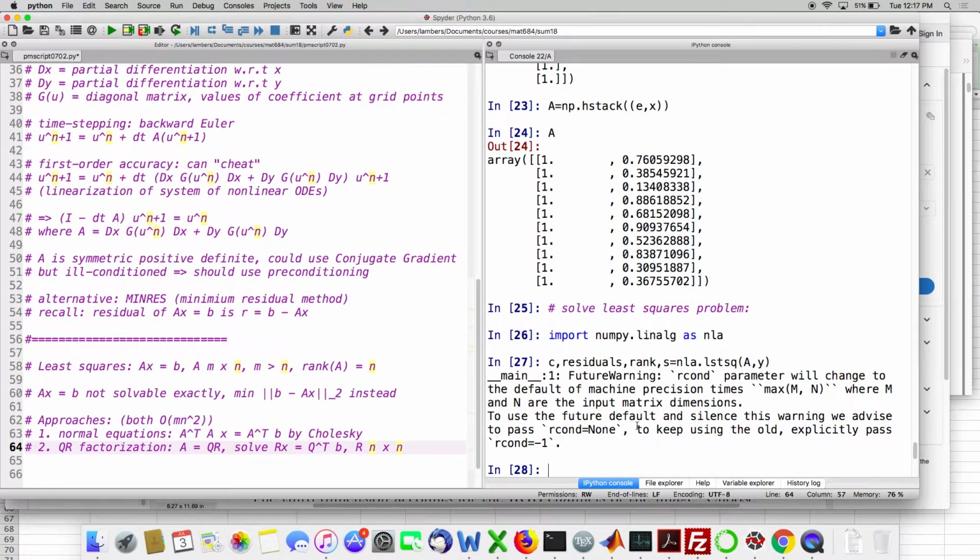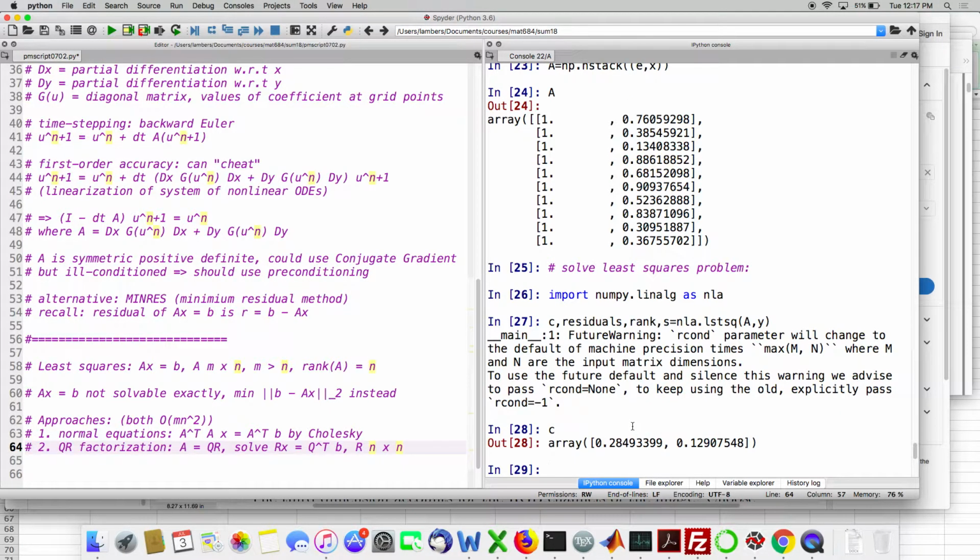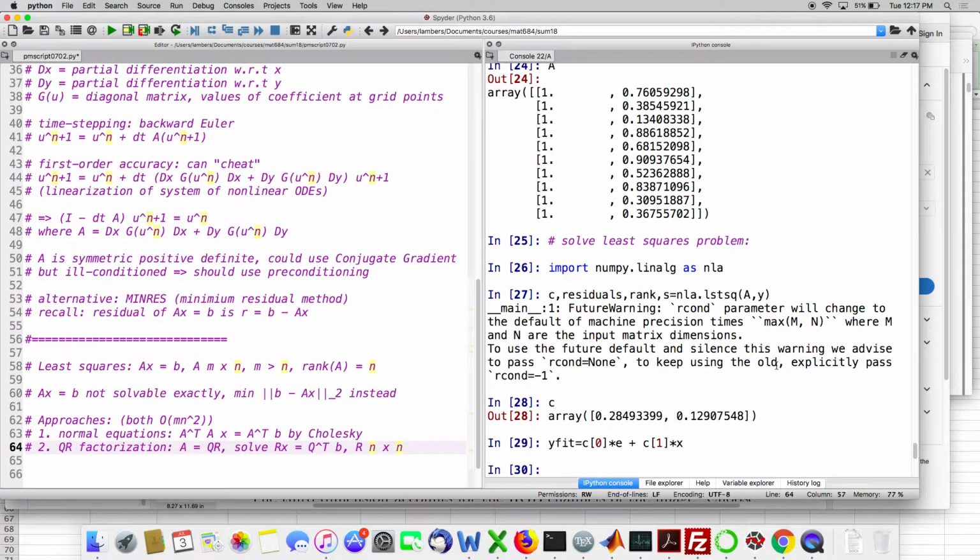So now I have my output C. These are the coefficients. So this is B, the y-intercept, and then this is M, the slope. So what I want to do is construct the line with this y-intercept and this slope. So here's what I'll do. I'll say y fit is equal to the first coefficient, the y-intercept, times the vector of all ones, plus the second coefficient, the slope, times the vector of all the x's. So now, this is my linear function evaluated at all the x's.